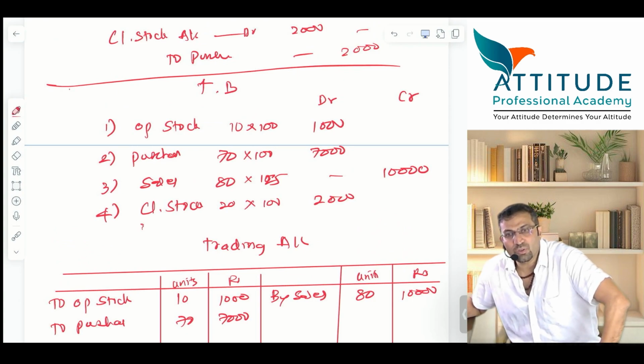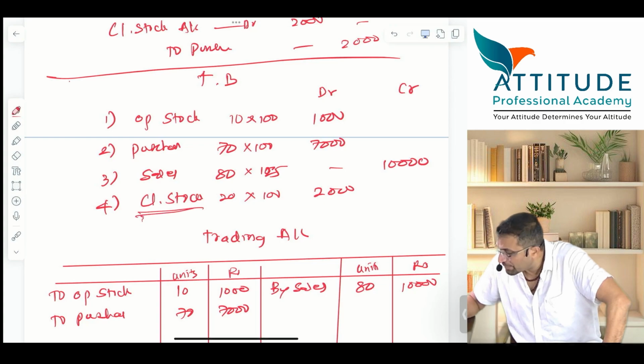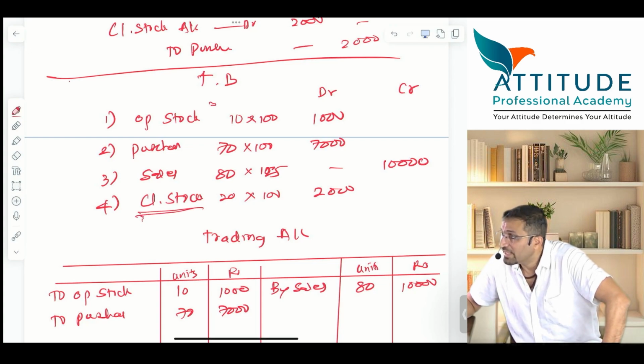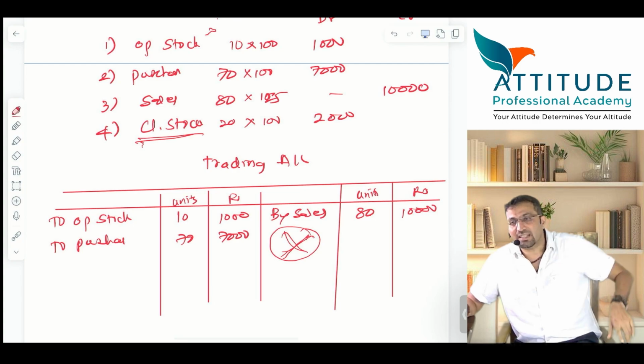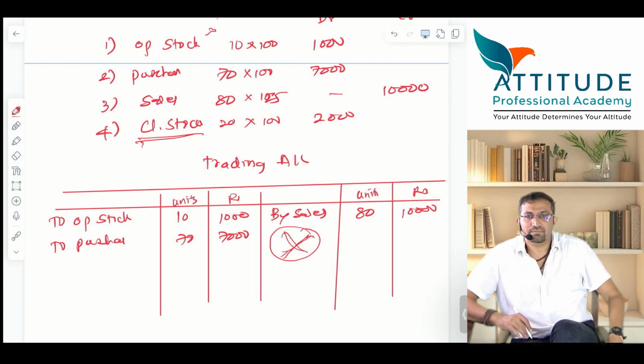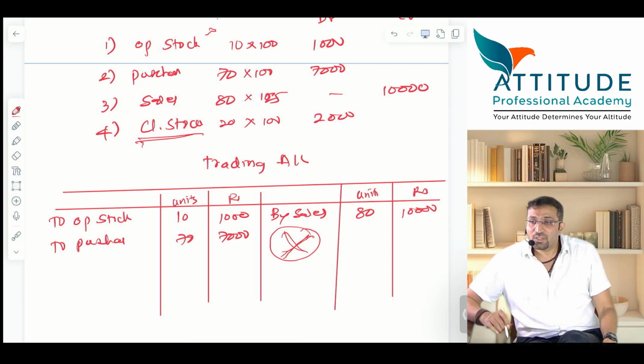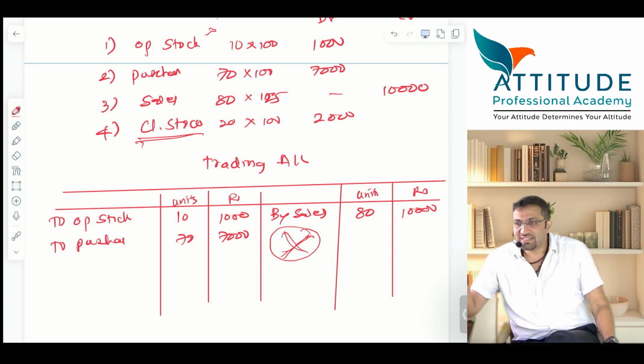Are you understood or not? So tell me, if closing stock appears in the trial balance, then closing stock will not come in the trading account. It will directly go to the balance sheet as a balance sheet item. Reason? The closing stock entry is already passed, adjusted with purchases.